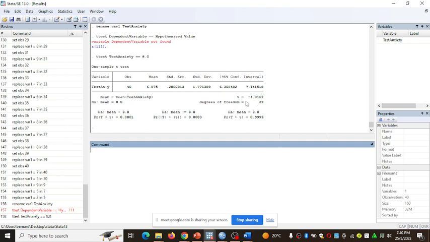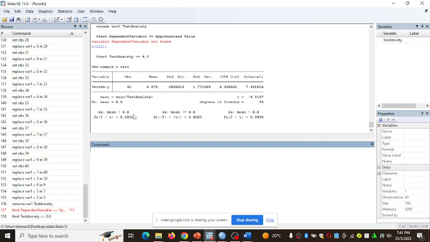We have the t, or the test statistic, which is negative 4.0167. We have the H naught, the null hypothesis. We want to test that the mean for test anxiety is indeed 8.0. Are we together? These are the degrees of freedom.